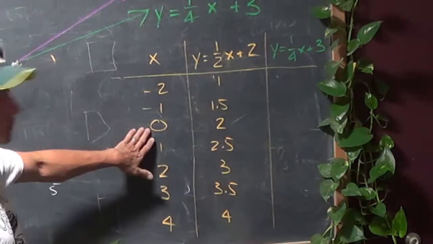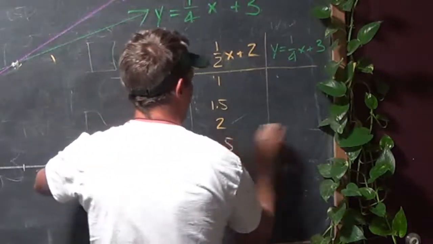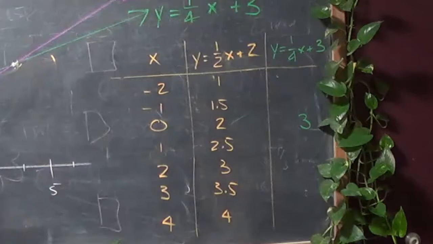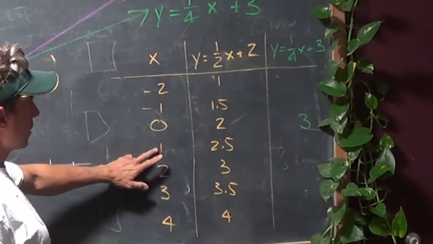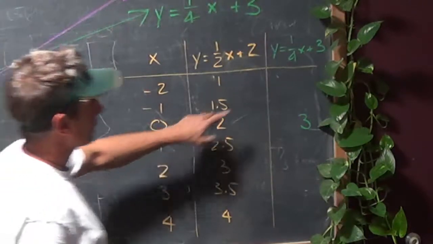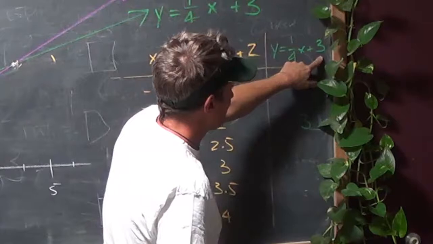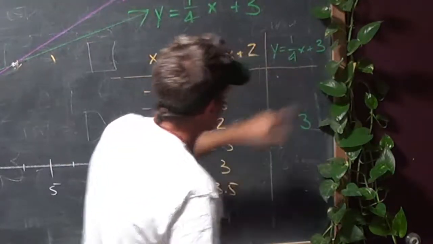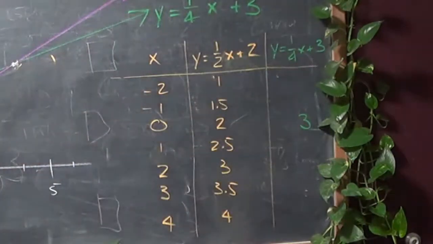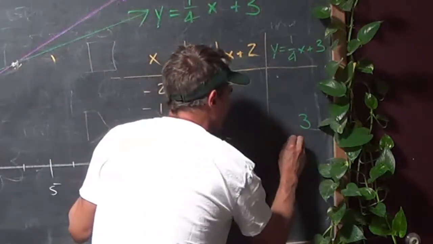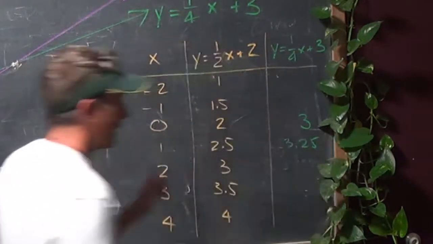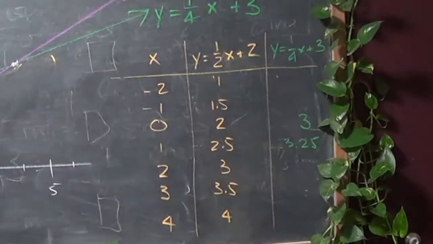If we start with 0, we know that this one's going to be 3, because it has the same y-intercept behavior that the purple line had, exactly the same one. Now, when we go to 1, what happens? Well, 3 is going to be increased by 1/4 of whatever the x value is. That x value is 1. 1/4 of 1 is 1/4, so you're going to end up with 3.25. Hopefully that makes sense.